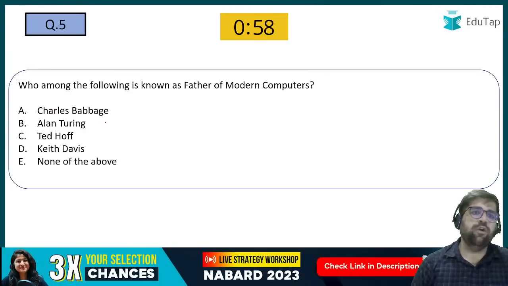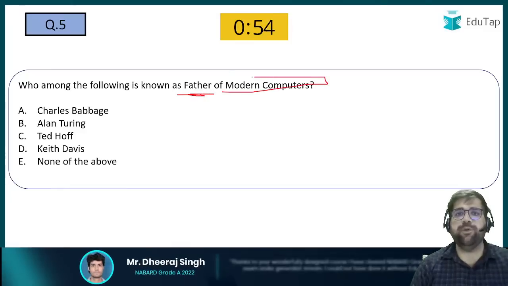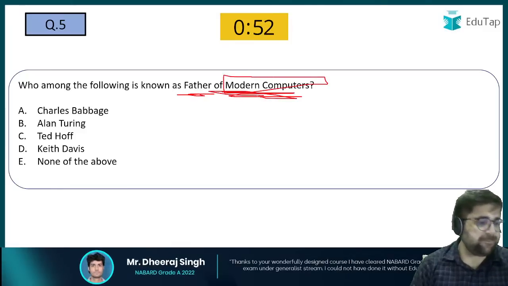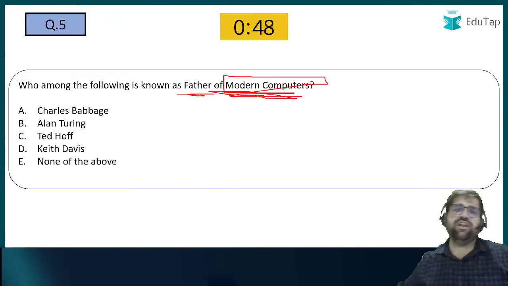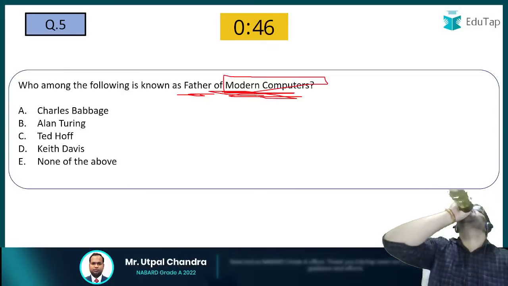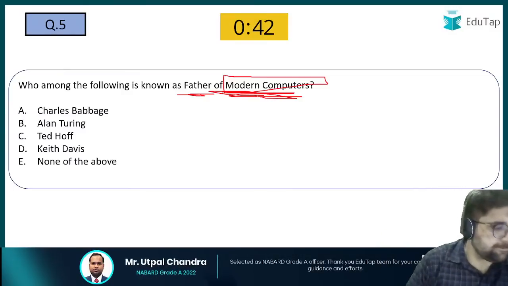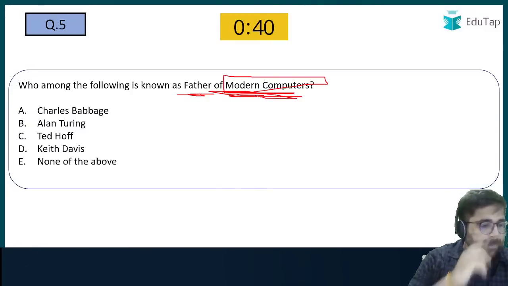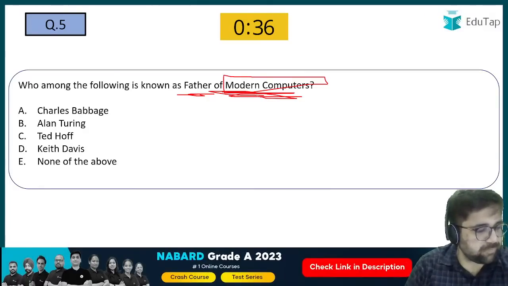Question number 5. Who among the following is known as the father of modern computers? Mind you, I have asked about modern computers. Who among the following is known as the father of modern computers? Who among the following? Among quantum and super, the correct answer will be super.